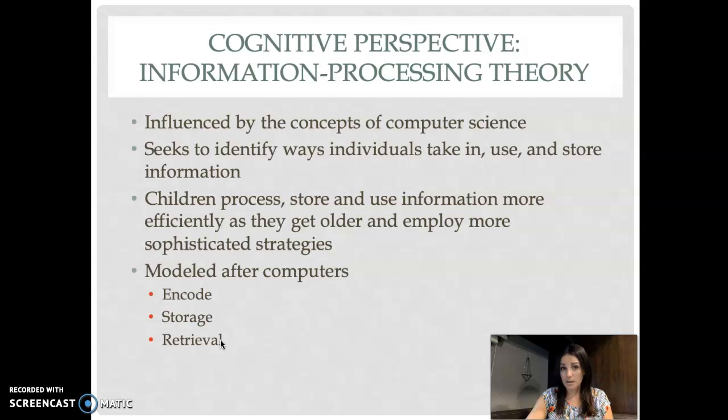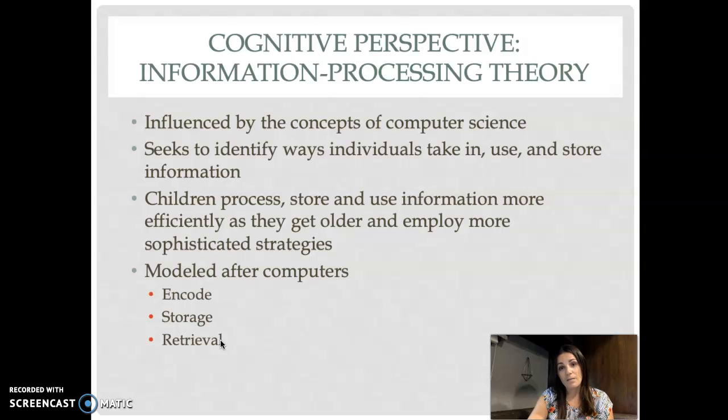Within the cognitive perspective, we have Piaget, and then we have information processing theory. And the best way I can describe this theory, you guys, it's like a computer. It's seeking to understand the way that we take in, use, input, store information. There's encode, storage, and retrieval that our brain goes through. We can thank modern neurological cognitive sciences for this advancement. And basically, they just added on and added a little more validity to Piaget's theories.